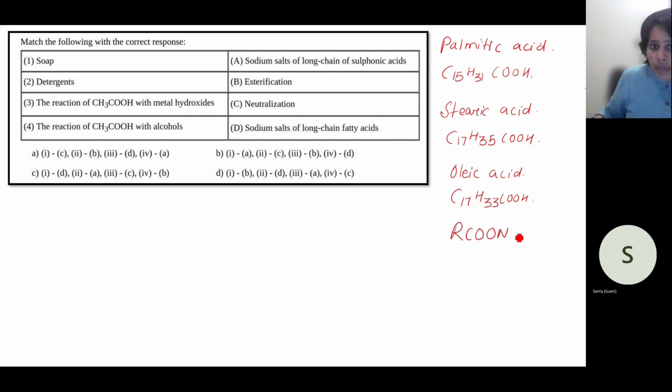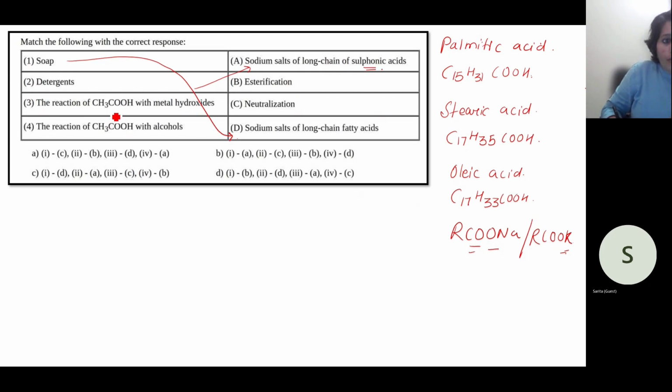RCOONa or RCOOK. So soaps are sodium salts of long chain fatty acids, or they are also the potassium salts of long chain fatty acids. So one will be the answer D. Detergents are sodium salts of long chain sulfonic acids.